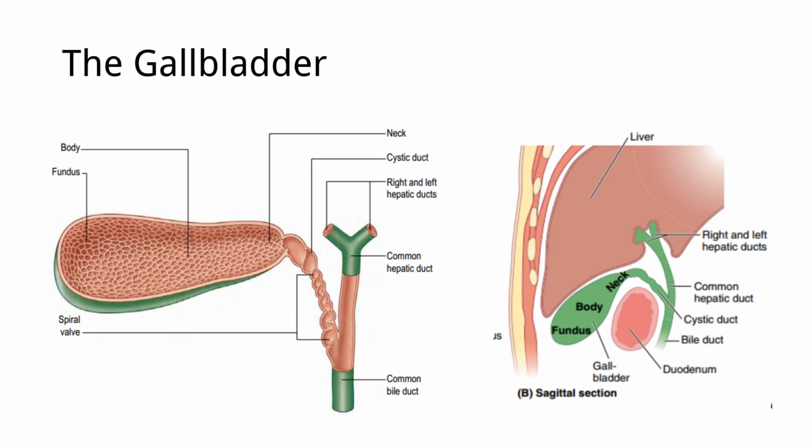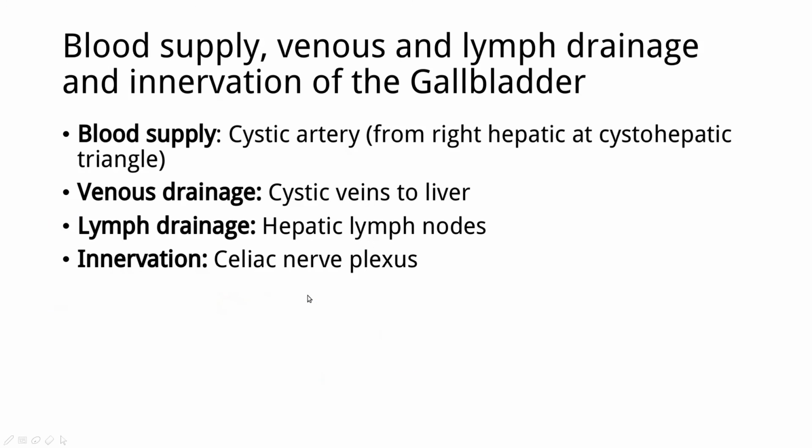The bile is conveyed from the gallbladder to the common hepatic duct through the cystic duct. So we have the cystic duct right here, which stays open thanks to the spiral fold, which we can see right here. This is the spiral fold. The blood supply, venous and lymph drainage, as well as innervation of the gallbladder are the following.